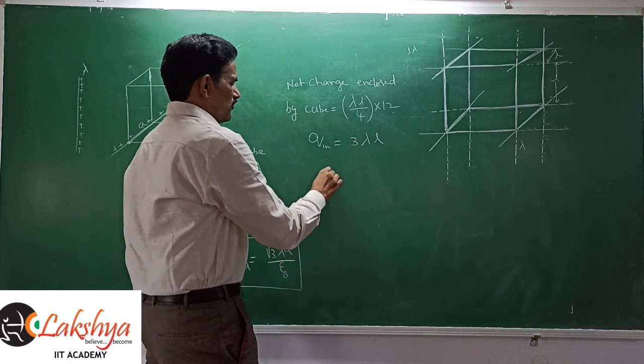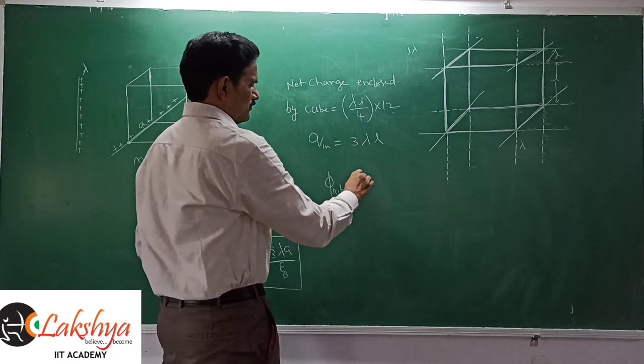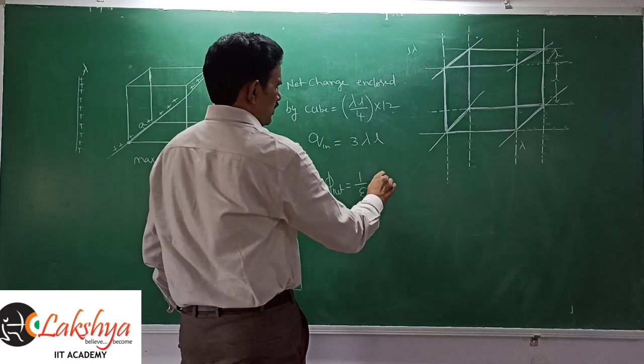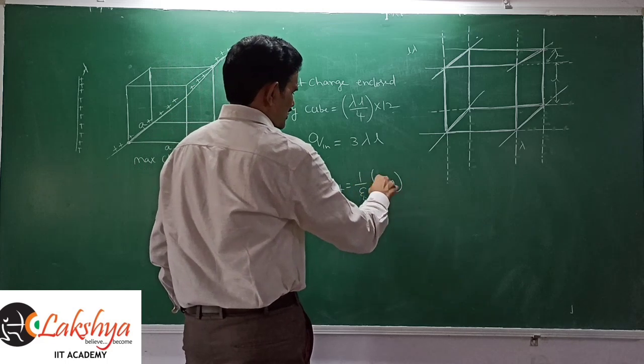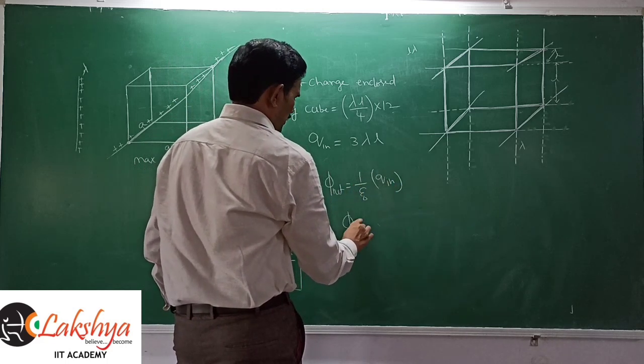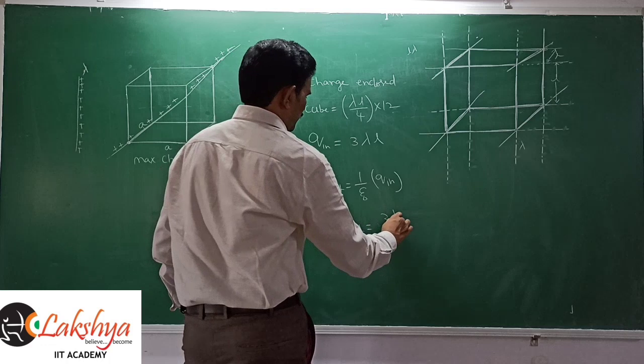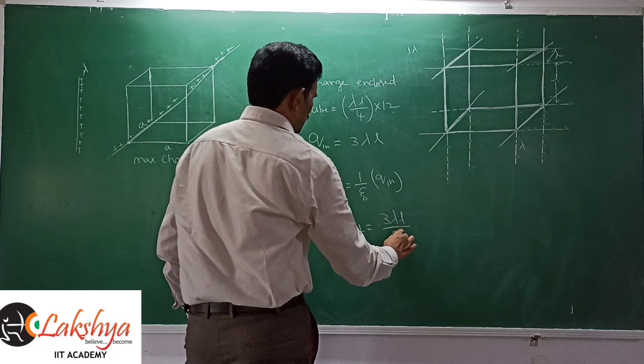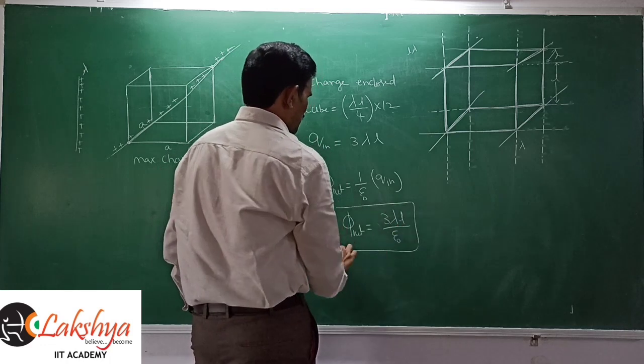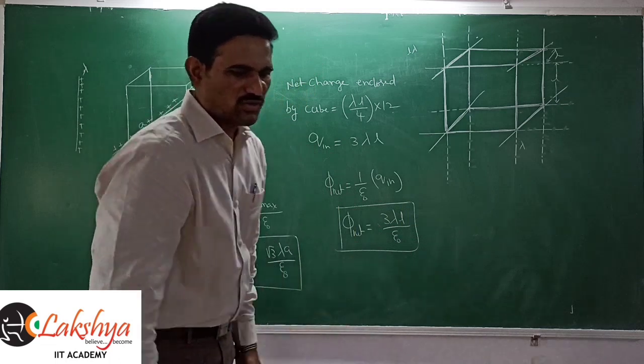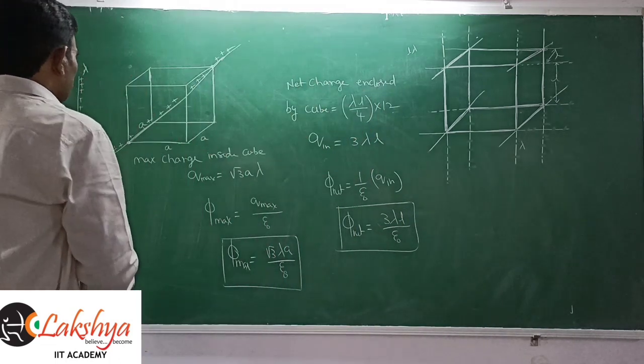And therefore from this we can write the net flux: 1 by epsilon naught times the charge enclosed, or charge inside this Gaussian surface. Therefore I can write this as 3 lambda L by epsilon naught. Got it? So you just need to identify how much charge belongs to that cube.